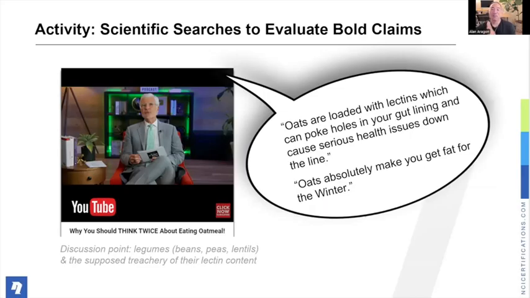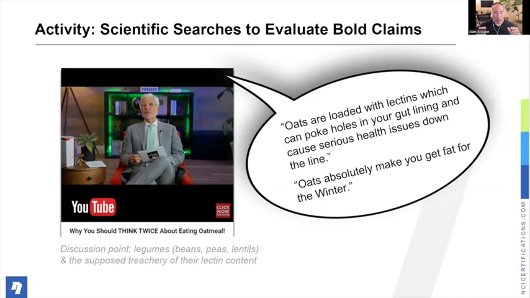Okay, the claim is: oats are loaded with lectins, which can poke holes in your gut lining and cause serious health issues down the line. And then the other claim was: oats absolutely make you fat for the winter.